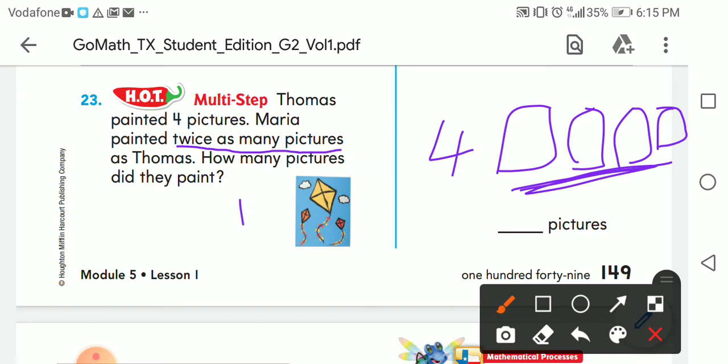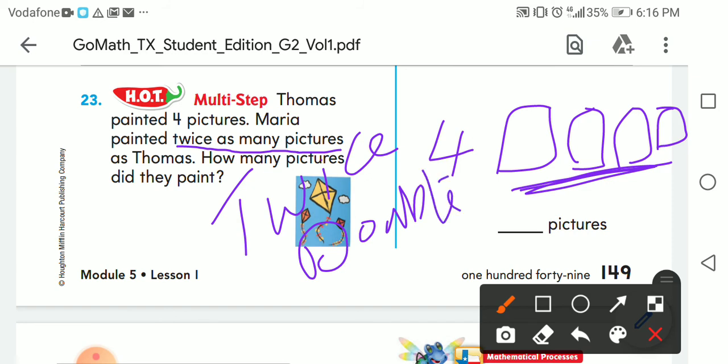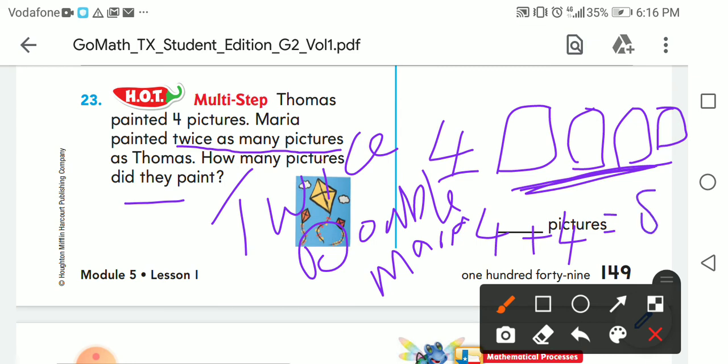It's like double. So, please, we write twice, double. So, 4 plus what? 4 plus 4. How many did they paint together? Okay. Here, Maria, 4 plus 4 equal 8. And what about Thomas? 4.